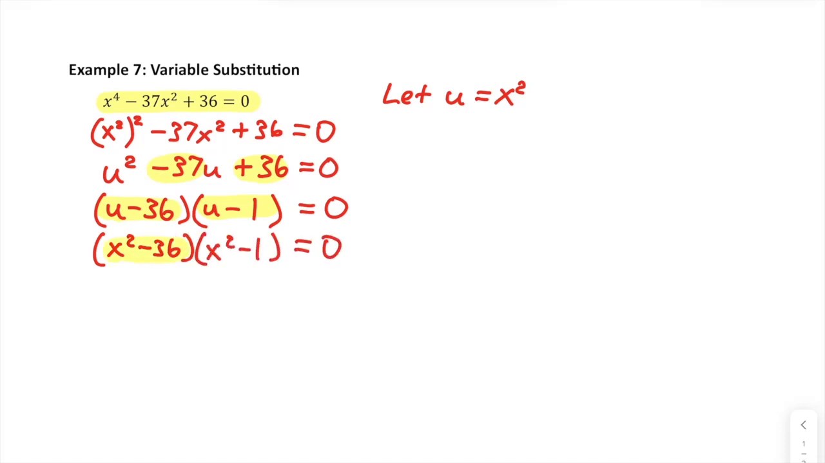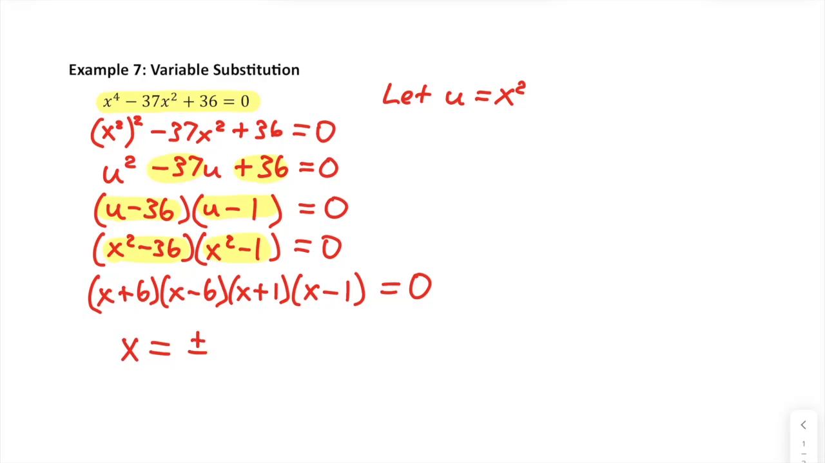Both of these factors are differences of squares, so we can go one step further. X squared minus 36 factors to x plus 6 times x minus 6, and x squared minus 1 factors to x plus 1 times x minus 1. Setting each of these four factors equal to 0 gives us four solutions, positive or negative 6, and positive or negative 1.